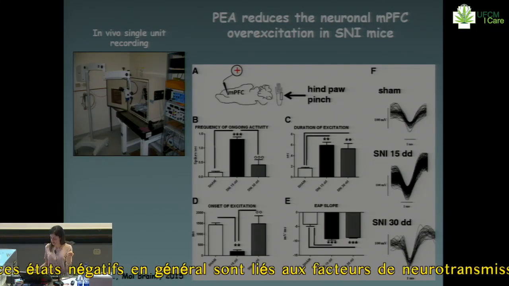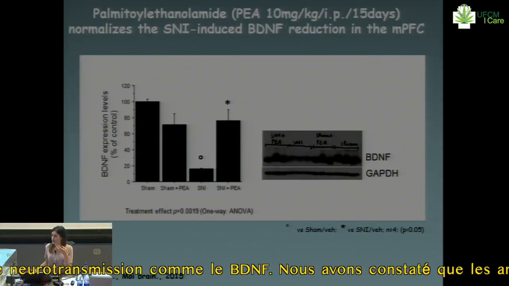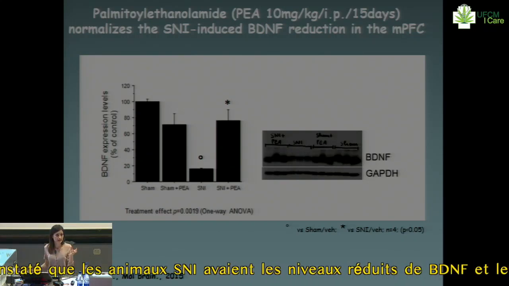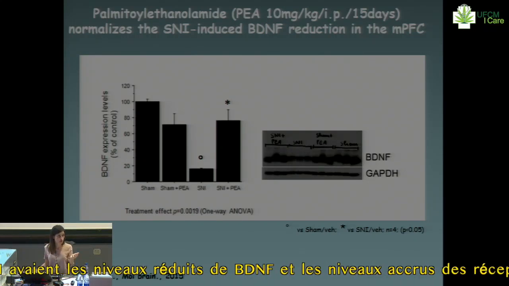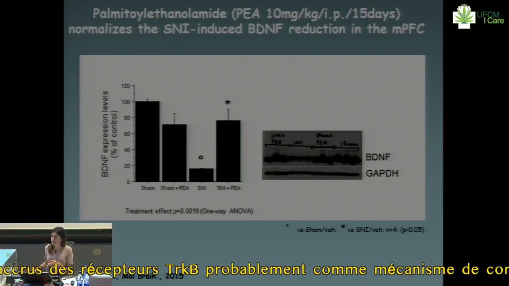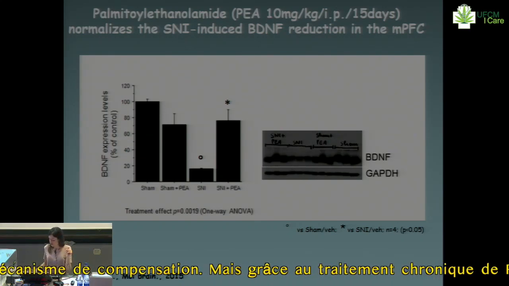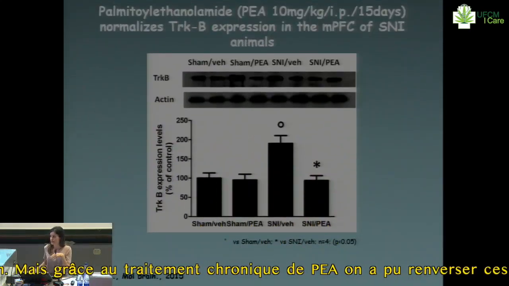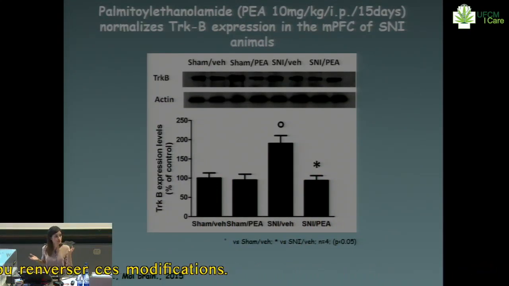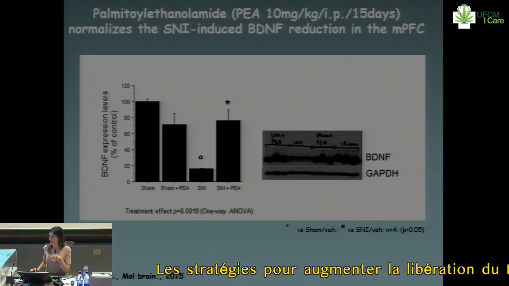that we call sham animals. Moreover, it's known that depression, so negative affective states in general, are linked to alteration in neurotrophic factors like BDNF. Indeed, we found that SNI animals had a decreased level of BDNF and an increased level of the receptor TrkB, probably as a compensatory mechanism, and the chronic treatment with PIA reverted these modifications.